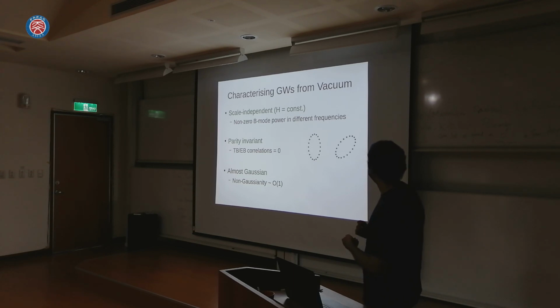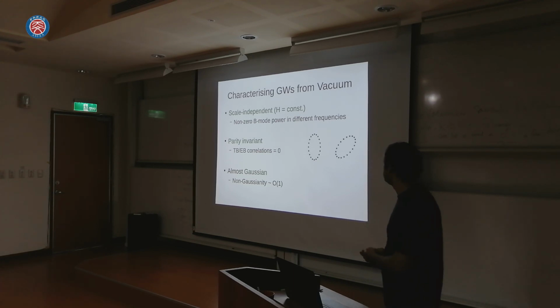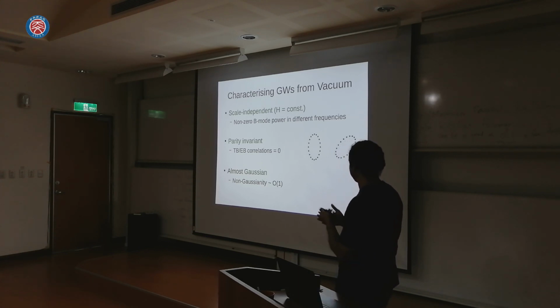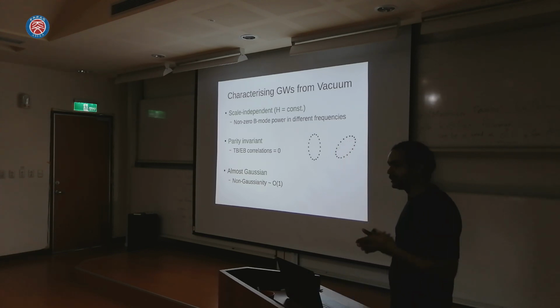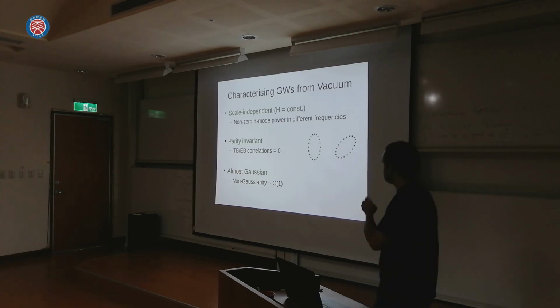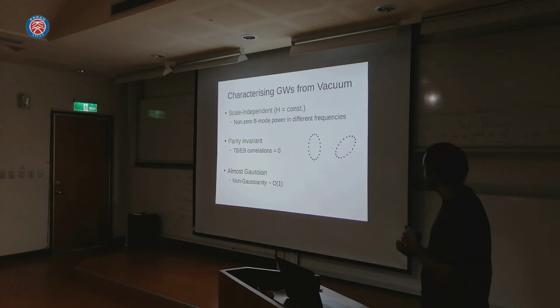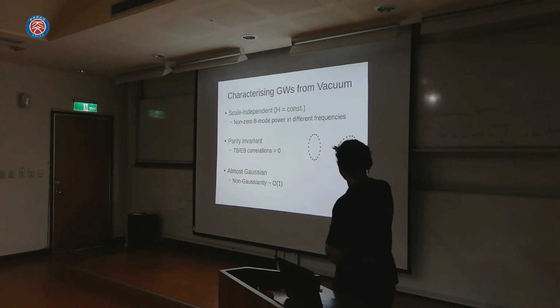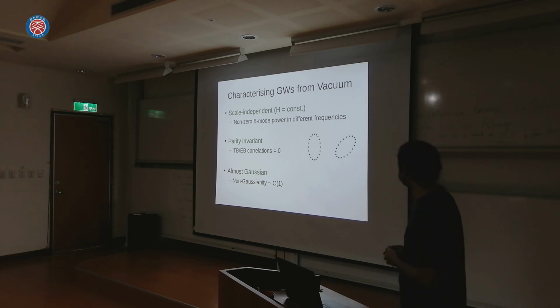So what we actually need to do is to go through this checklist here. The first thing we need to check is that the gravitational waves that we are looking at, or the B-mode power spectrum, is consistent with the scale invariant power spectrum. What that means is that you should see a non-zero B-mode power in different frequency channels. For the BICEP case, they only saw this for 2 frequency channels, which is not enough to conclude that it is actually coming from primordial gravitational waves.